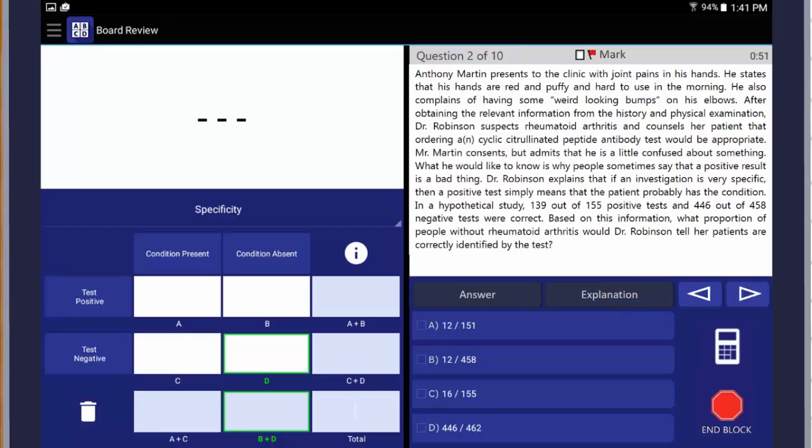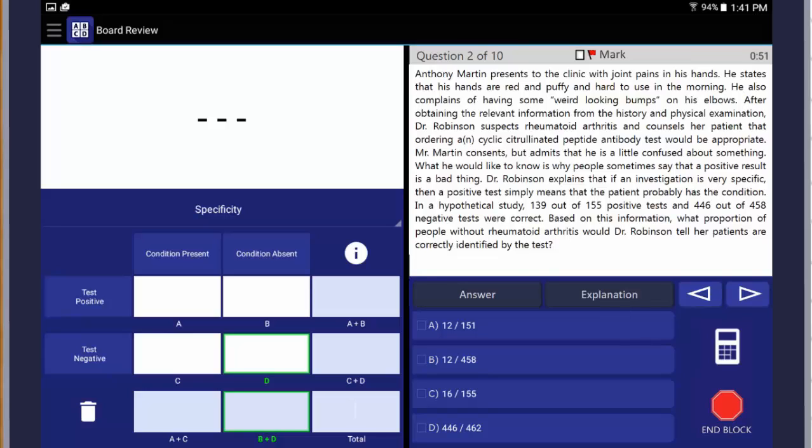Anthony Martin presents to the clinic with joint pains in his hands. He states that his hands are red and puffy and hard to use in the morning. He also complains of having some weird-looking bumps on his elbows. After obtaining the relevant information from the history and physical examination, Dr. Robinson suspects rheumatoid arthritis and counsels her patient that ordering a cyclic citrullinated peptide antibody test would be appropriate. Mr. Martin consents, but admits that he is a little confused about something. What he would like to know is why people sometimes say that a positive result is a bad thing.